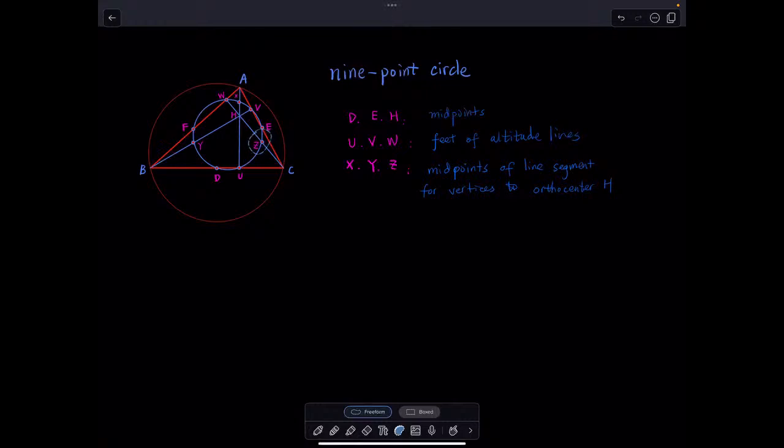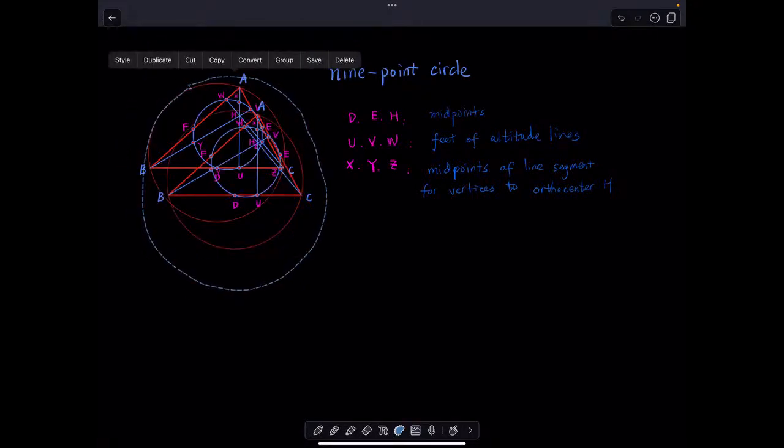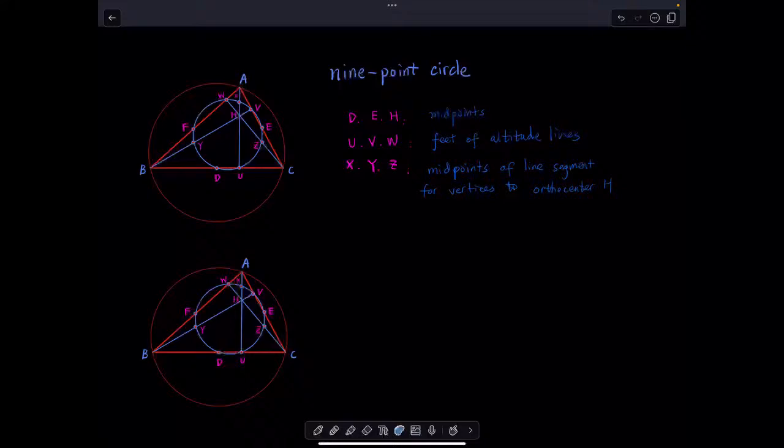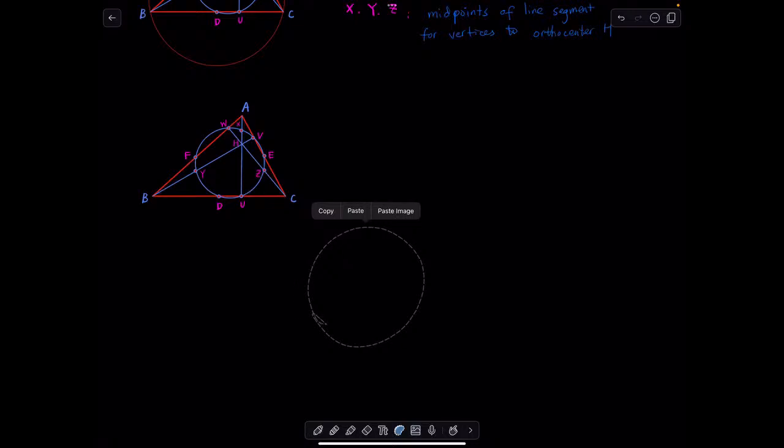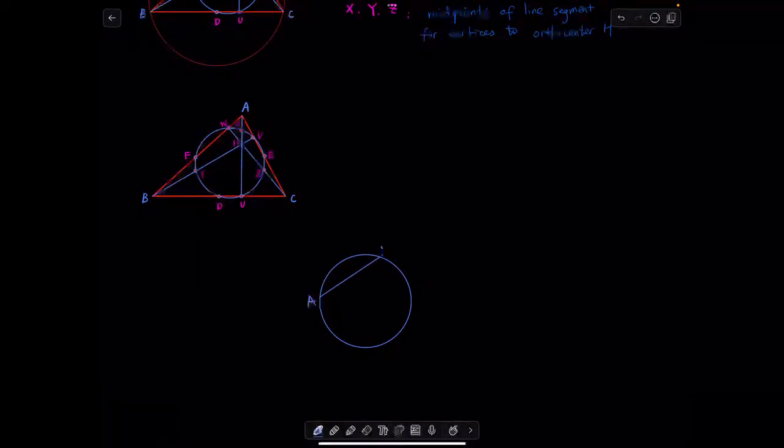So let's copy that figure here. I'm going to clone it. Okay, so let's remove the distraction here. One property we know: for four points on the same circle, let's say A, B, C, and D here, let's draw a straight line from A to D and from C to D.